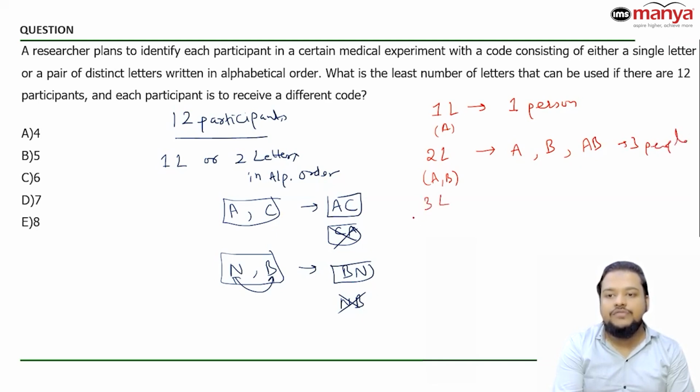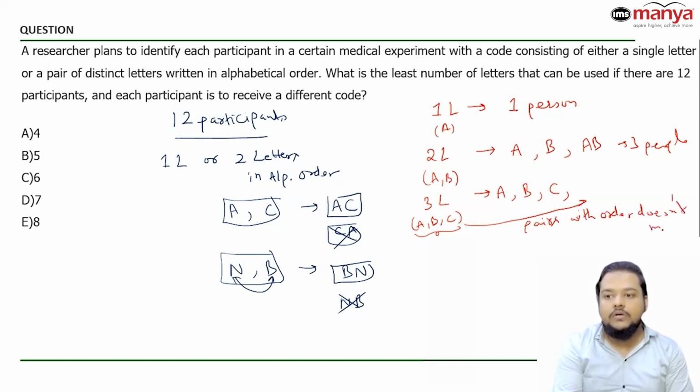Now tell me, if you have three letters, how many participants will you be able to code? Now think with me slowly. You can give A to first person, B to second person, C to third person. Then what you are going to do is, you will start making pairs of them, right? With order does not matter. So order does not matter means I will not write AB and BA again.